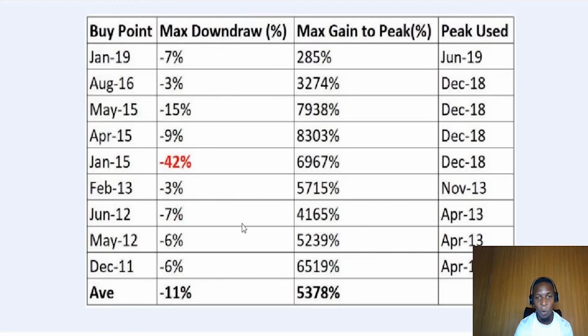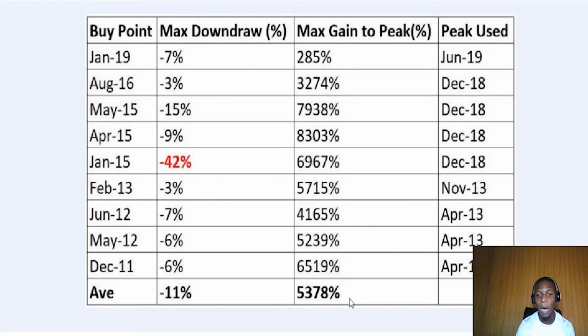Next one, May 2012, we have 5,000%. June 2012, we have 4,000%. February 2013, we have 5,700%. January 2015, we have 6,900%. April 2015, we have 8,000%. May 2015, we have 7,000%. August 2016, 3,000%. January 2019, we have 285%. So on average, that is how the 11th time it has occurred in the market.